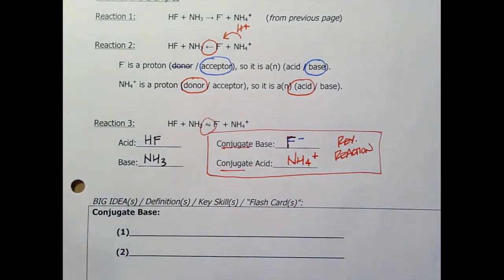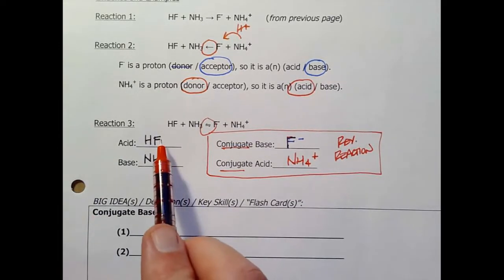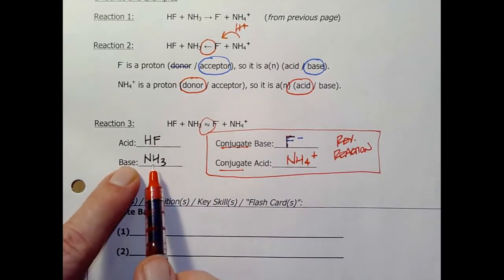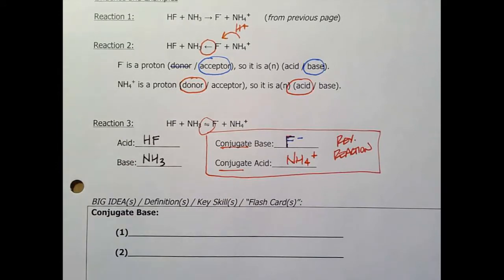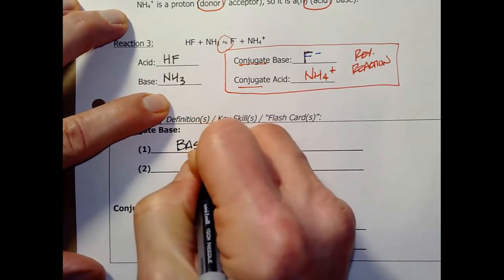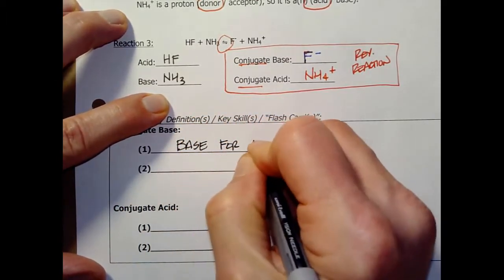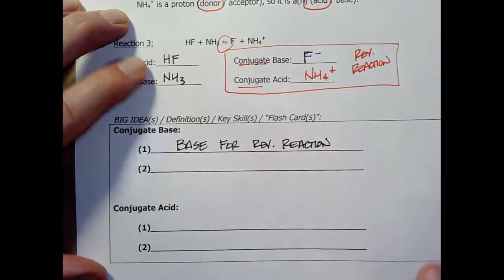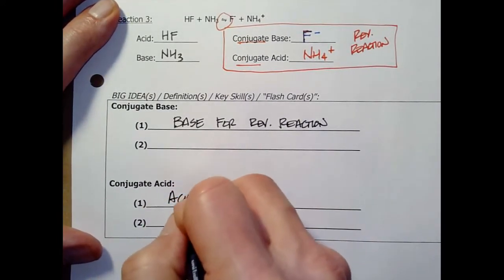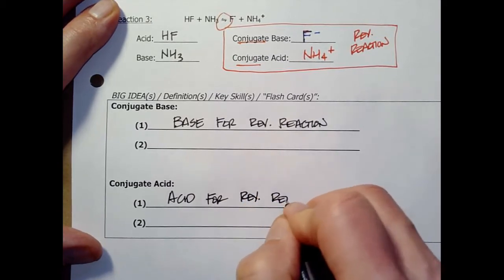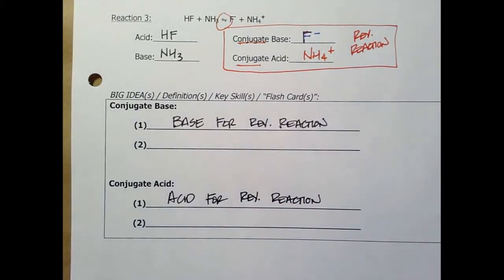So we have to have terms thinking, well, wait, are you talking about the forward reaction, acid and base, or the reverse reaction? And then what's the relationship here? How do I turn an acid into a conjugate base? How do I turn a base into a conjugate acid? Well, let's say conjugate base. It's the base for the reverse reaction. Conjugate acid is simply the acid for the reverse reaction.